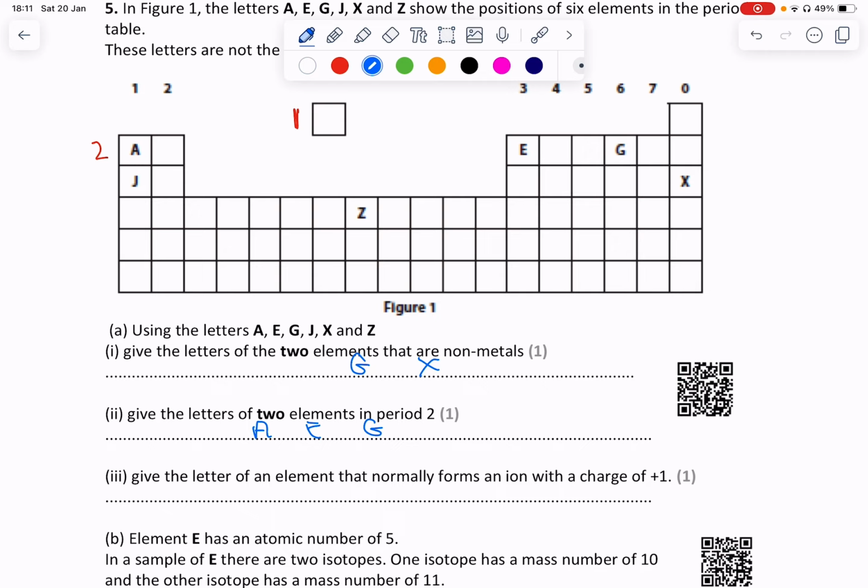Give the letter of an element that normally forms a +1 charge. If you live in group 1, you form a +1 charge. So here you could have A, or you could have J as your response.